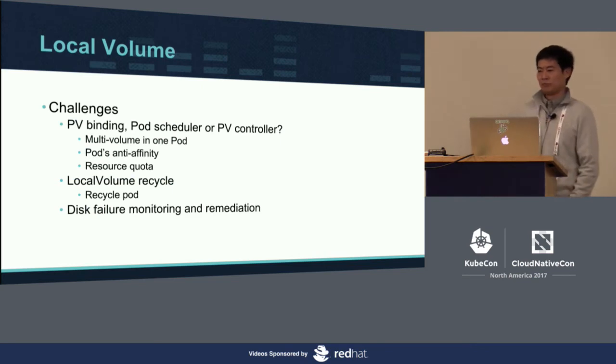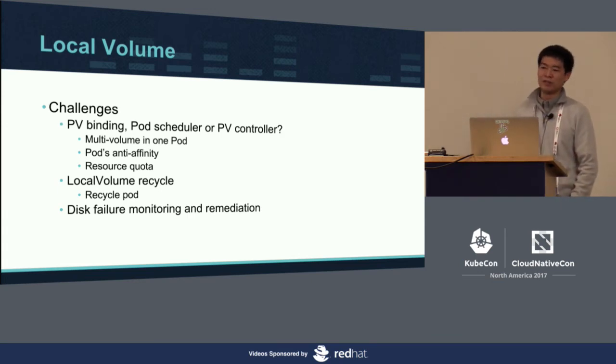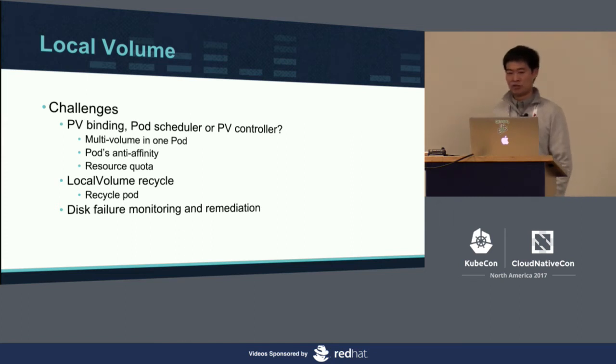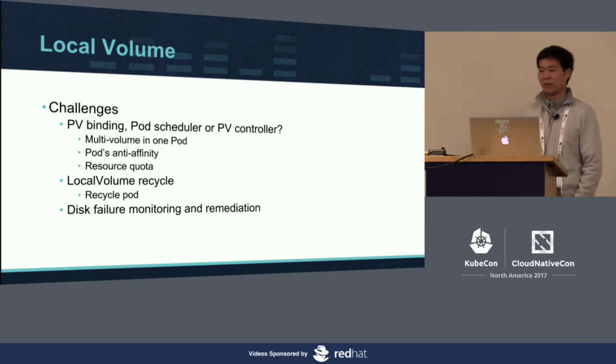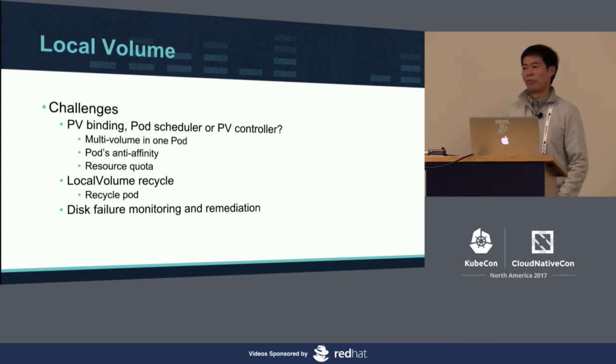Here are several points that we considered during the design and implementation of local volume. First thing is where to do the PV binding. As I mentioned before, do we do the PV and PVC binding in the pod scheduler or in the PV controller? If we do it in the PV controller, then it will break a lot of pod scheduling policies. Like our customer's geo-distributed database, they require the anti-affinity feature, and they also define the pod memory and CPU resources, this kind of scheduling request. So we must fulfill these requirements. This makes us postpone the PV and PVC binding to the scheduler.